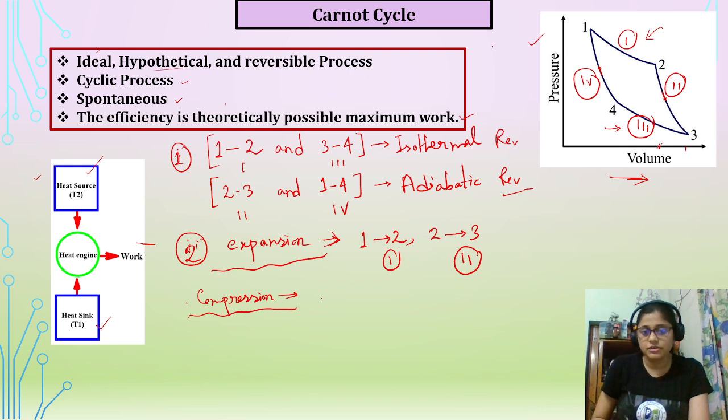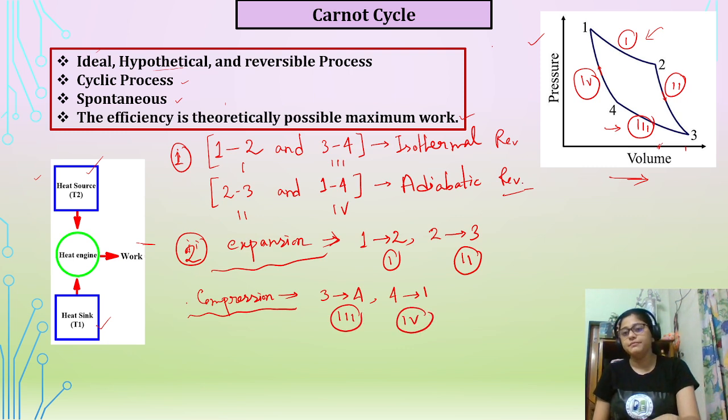Compression will be 3 to 4 and 4 to 1. See, in 3 to 4 the volume decreases, and in 4 to 1 the volume also decreases, which means that step 3 and step 4 are compression. Okay, fine.